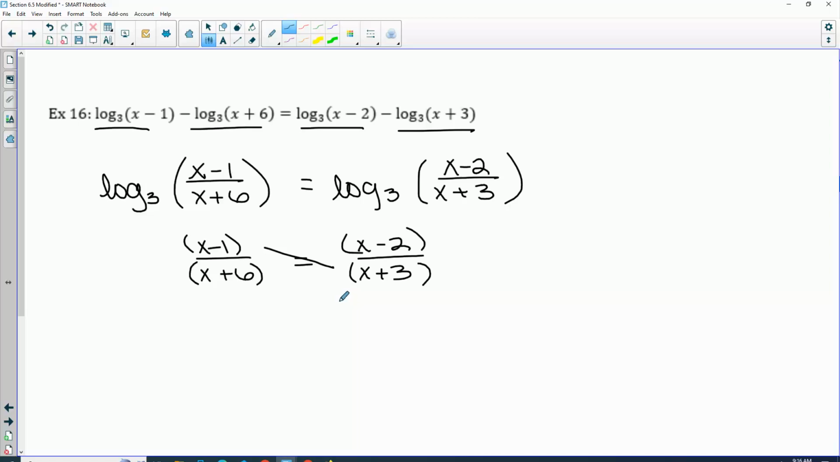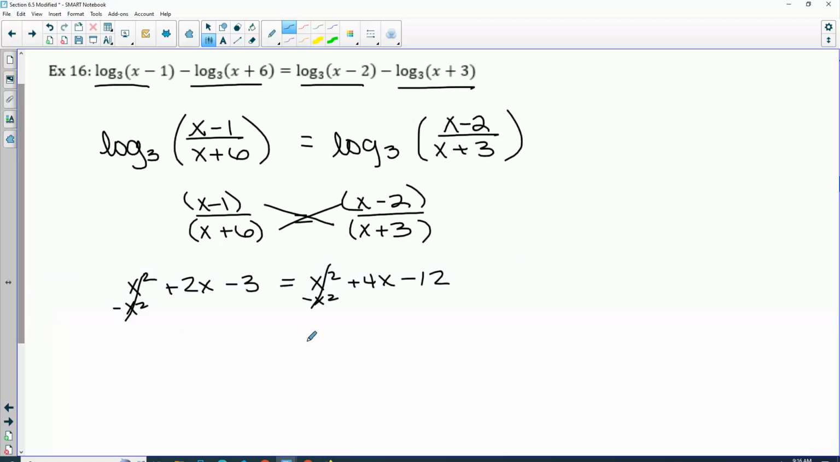I think it is. So if I multiply those two, you have to FOIL, so you get x squared plus 3x and minus 1x would be plus 2x minus 3. If I multiply those, we get x squared minus 2x and plus 6x would be plus 4x minus 12. When I subtract my x squared, lucky for me, it cancels both of them, so I don't even have a quadratic anymore.